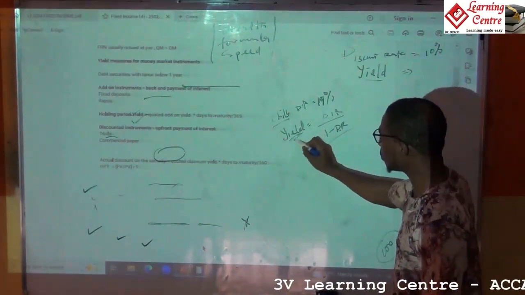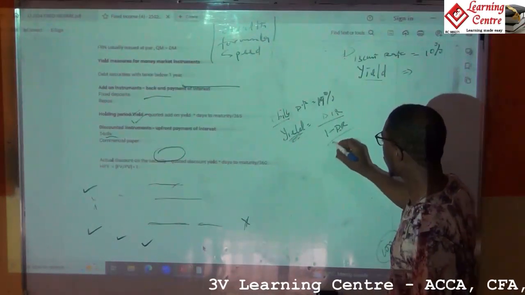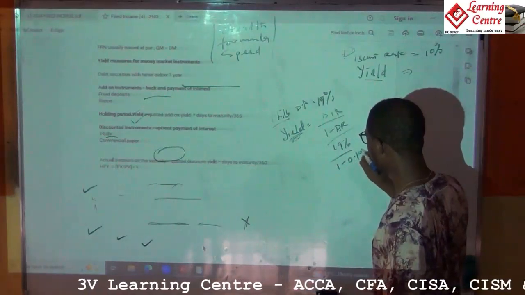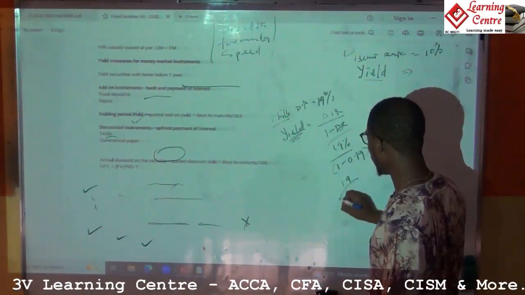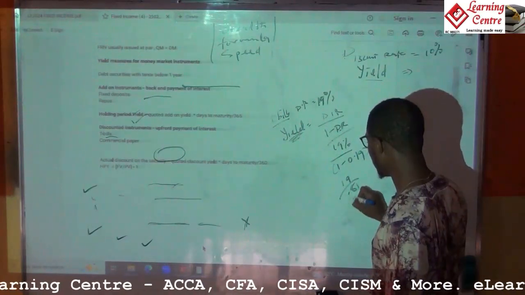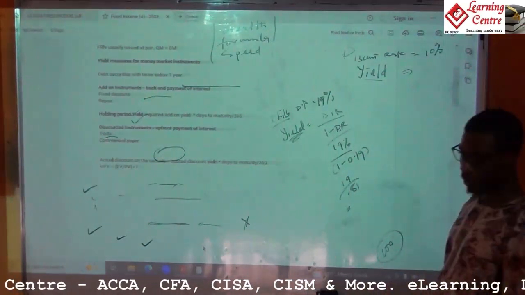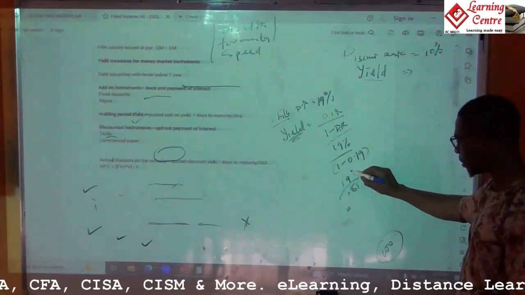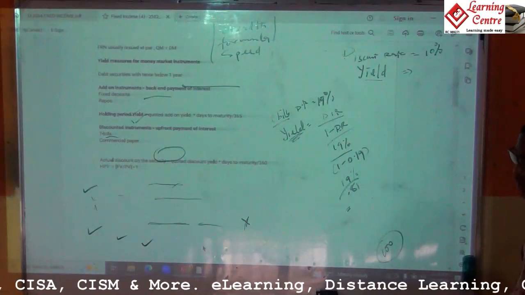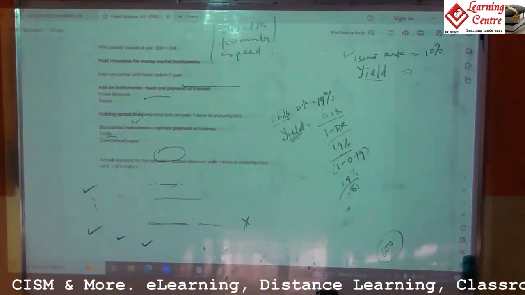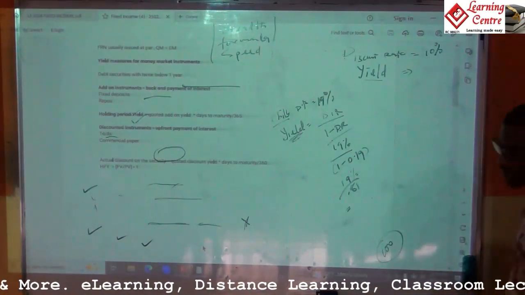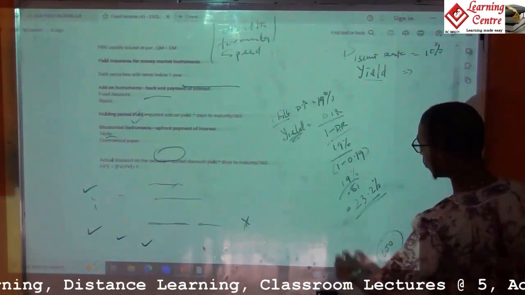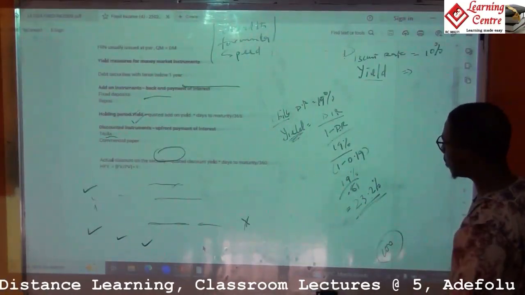So the true yield on the discounted instrument is given by this formula: discount over 1 minus discount. So I could do 19% over 1 minus 0.19. That gives me 19% over 0.81. What's the answer for this? 19 over 0.81 is about 23%. Yes, 23.2%. So that's the true yield on a discounted instrument.